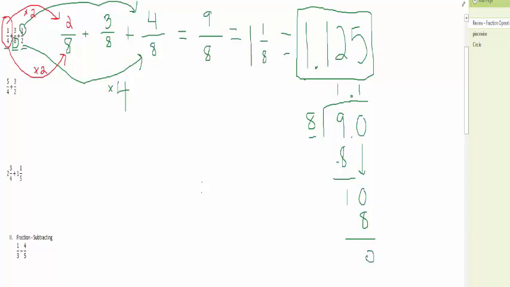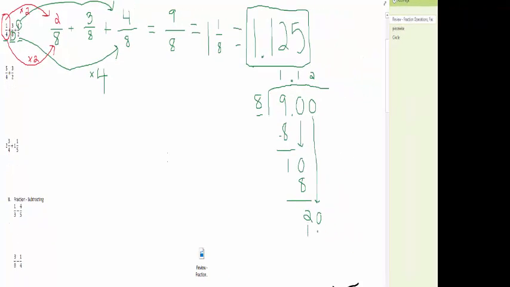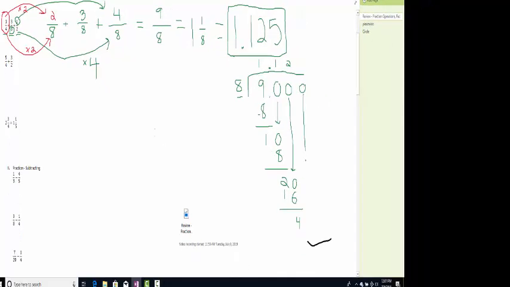So we have a different remainder here, so this is a different problem. It's not repeating itself. We drop the 0 and get 20. And then we know that 8 goes into 20 2 times. 8 times 2, or 2 times 8 is 16, which gives us a remainder of 4. Drop another 0 because we still have a remainder. 8 goes into 40 5 times.